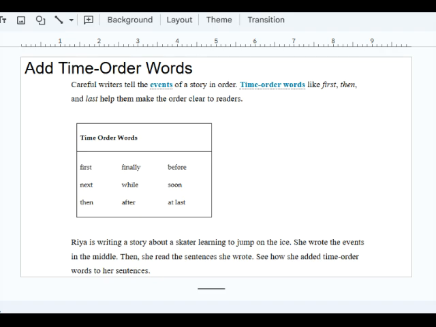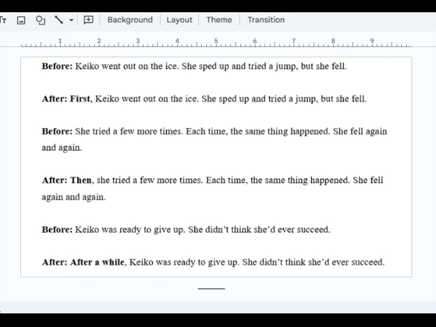Raya is writing a story about a skater learning to jump on the ice. She wrote the events in the middle. Then she read the sentences she wrote. See how she added time order words to her sentences. So here is her first sentence. Kieko went out on the ice. She sped up and tried to jump, but she fell. Now she added the word first. First, Kieko went out on the ice. So this is a time order word. This is what we want to add to your writing as well.